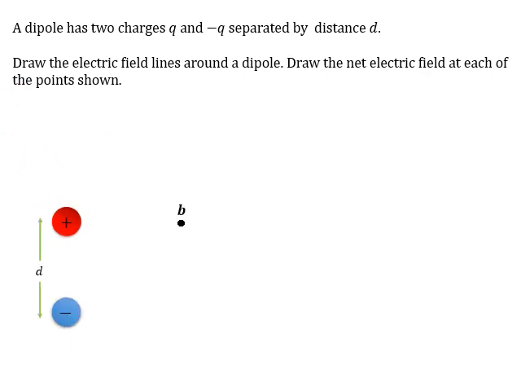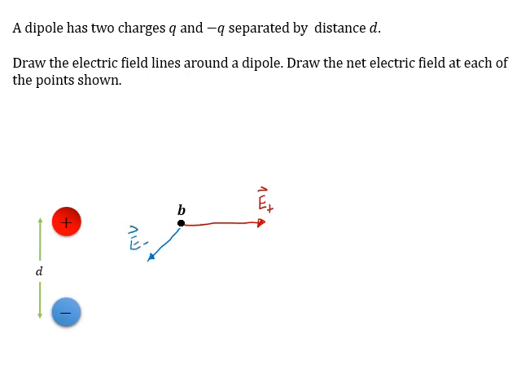For our net electric field at point B, we'll first draw the electric field due to the positive charge. We put our pen on point B and we go away from the positive. So there's our electric field due to the positive. For our electric field due to the negative charge, we'll put our pen on point B and we'll go towards the negative. Our negative charge is farther away, so the vector is going to be smaller. So it looks something like this.